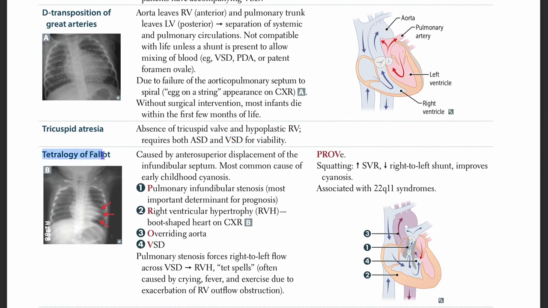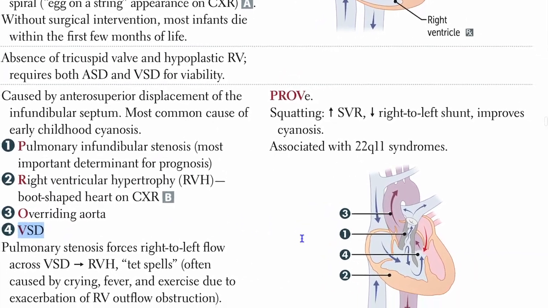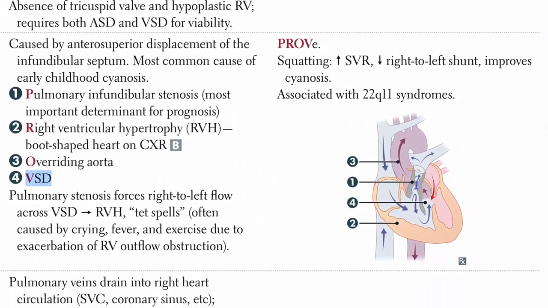Then you have tetralogy of Fallot. This is a famous one. You should definitely memorize this one. Caused by anterior superior displacement of the infundibular septum. Most common cause of early childhood cyanosis. So you get four things, right? You get pulmonary stenosis, right ventricular hypertrophy, overriding aorta, and ventricular septal defect, right? So the pulmonary stenosis is this one right here.